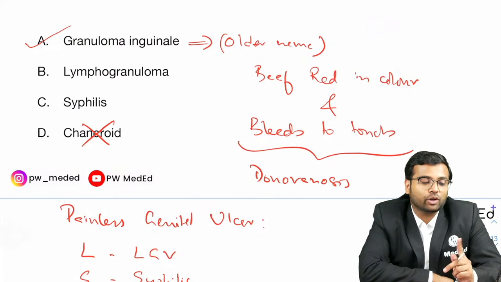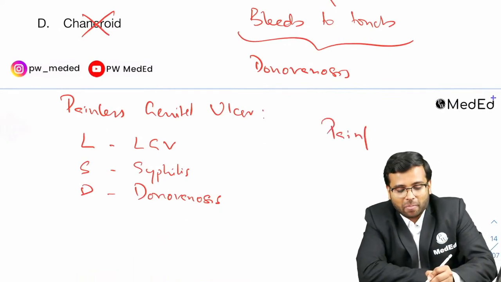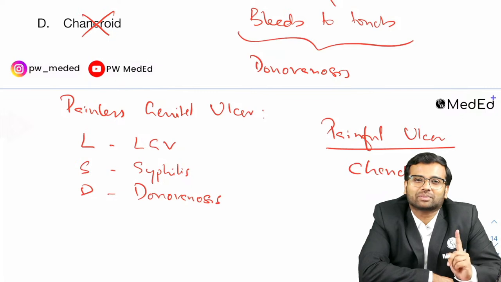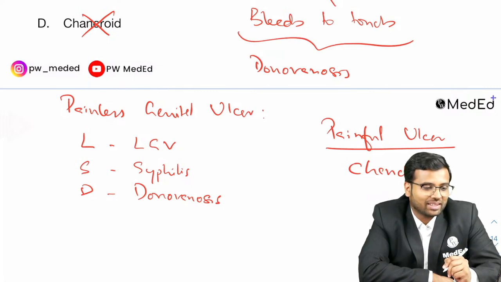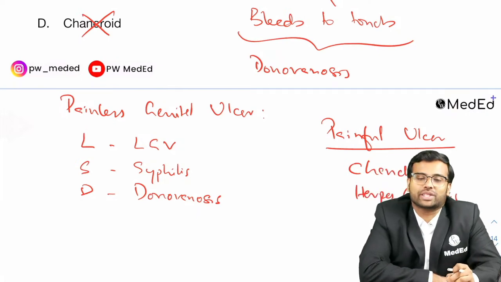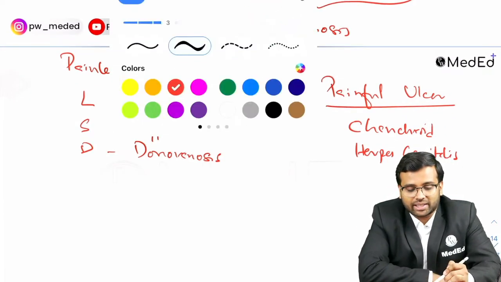Can you also tell me which other genital ulcer is going to be painful? One of the ulcers you said was chancroid. What about one more genital ulcer disease which is going to be a painful ulcer? Who can answer? One more ulcer is going to be herpes genitalis, which is the most common cause of genital ulcer disease. Is that clear?